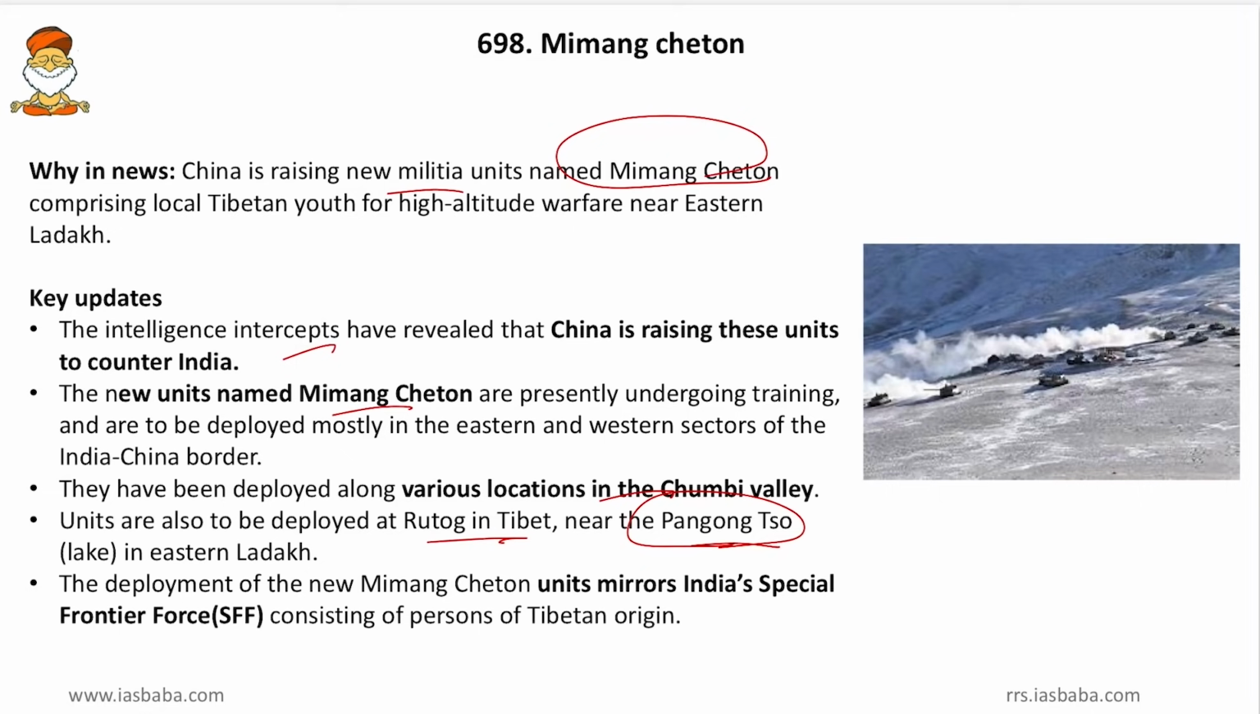Then the deployment of new Mimang Chetan units mirrors India's Special Frontier Force, consisting of persons of Tibetan origin. So friends, this is a mirror image of the Special Frontier Force, and this can be said to be an alter ego to this force. So this is all about Mimang Chetan, and any updates we will get updated.